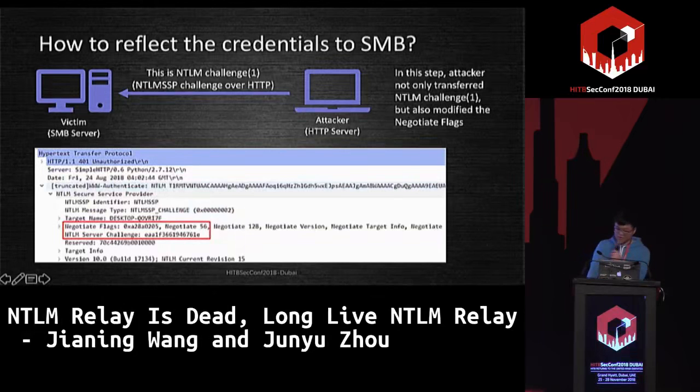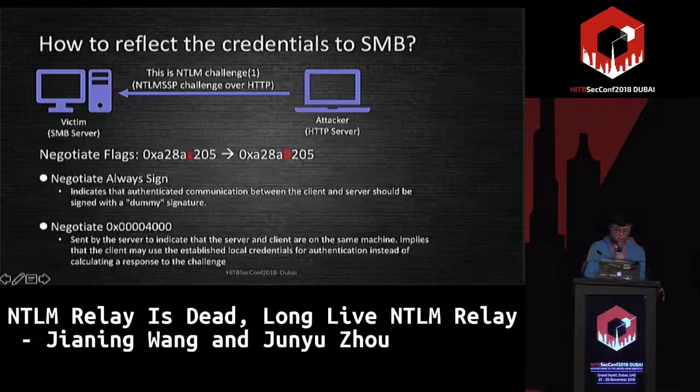Why modify those flags? The negotiated flags changed from AC to A0. We know that the binary of C is 1100. We changed 2 bits. Both of them are changed from 1 to 0, so they go from set to unset. There are 2 flags. The first is always sign, and the next one is 004.